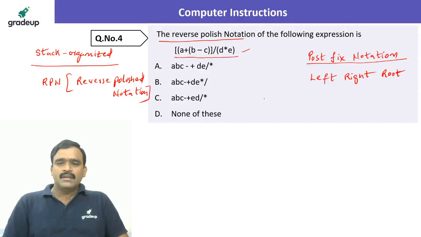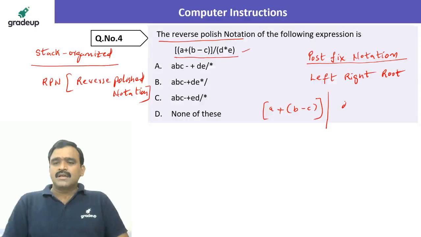So the main operator is the slash here, because A plus B minus C is in brackets, and B minus C is also in brackets. So you have to evaluate the left side, then slash D star E, which you also have to evaluate. So that means the main operator we can consider as a division. This is the left side, this is the right side.